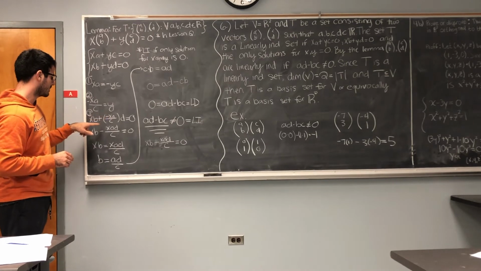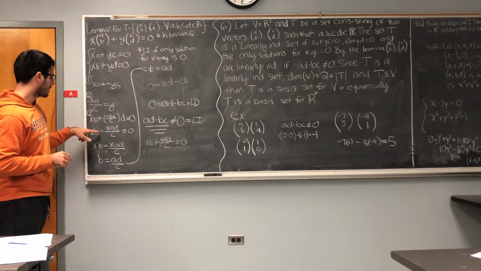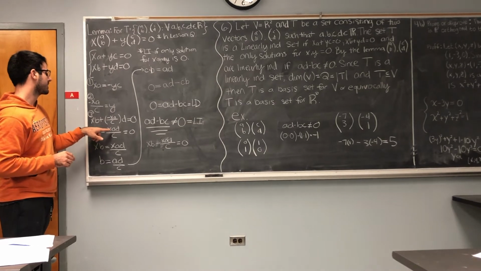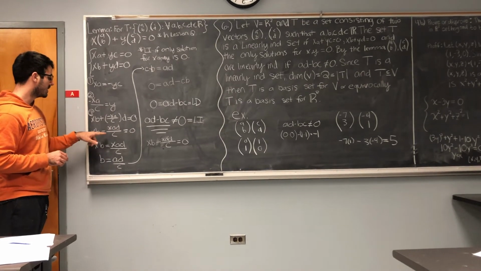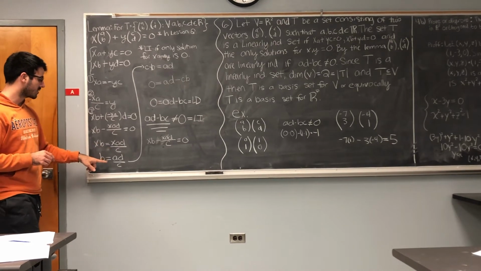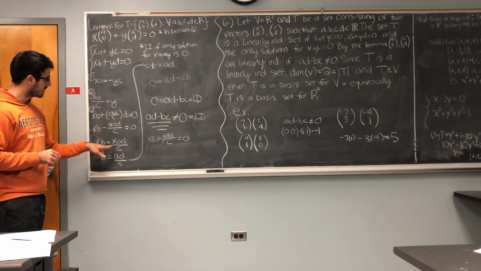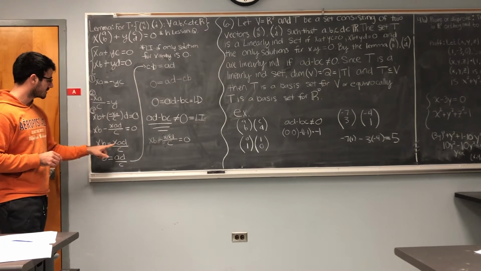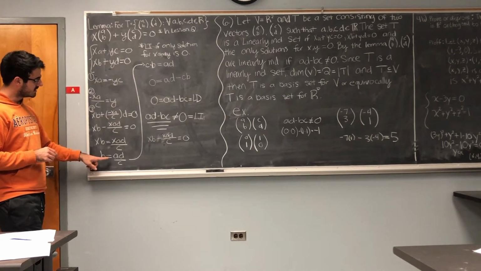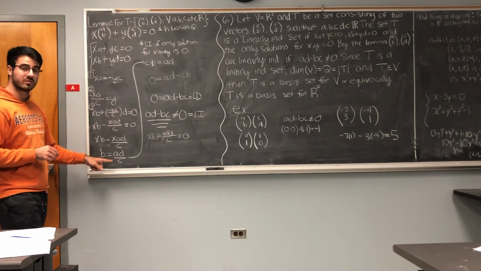If we distribute the negative, we will end up with xb minus xad over c, which we can add to both sides, bring it to the other side of the equation. And here we cancel out our x's by dividing them on each side. So we're left with b equals ad over c.